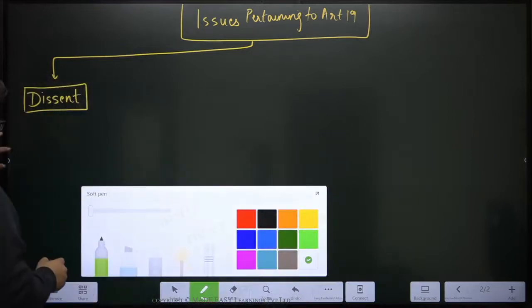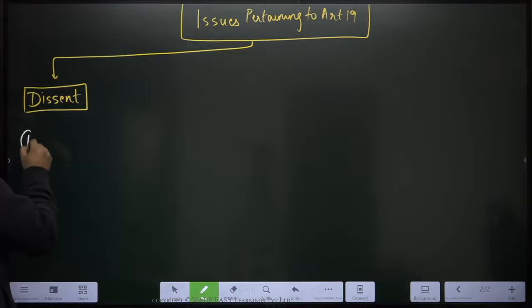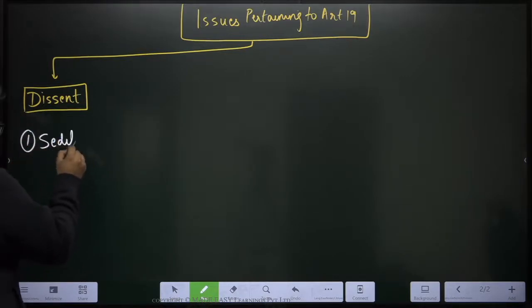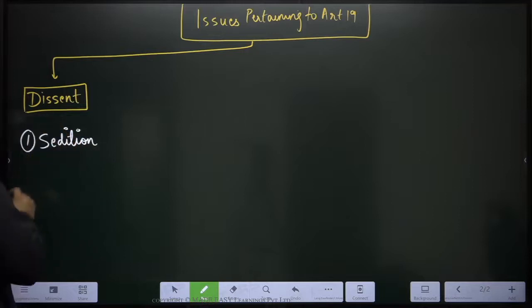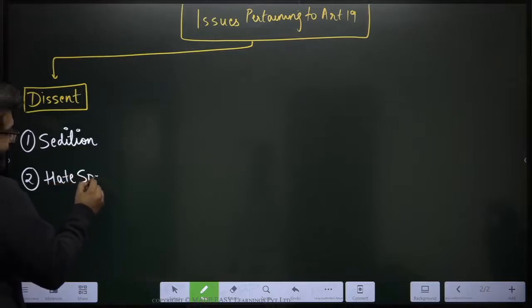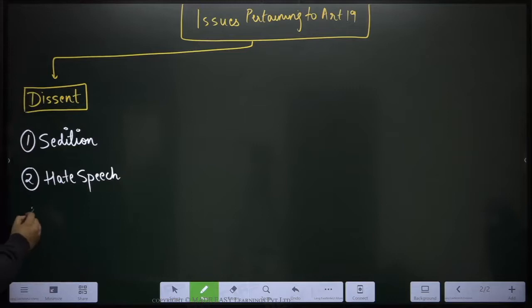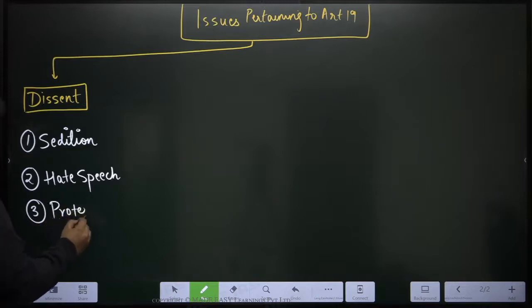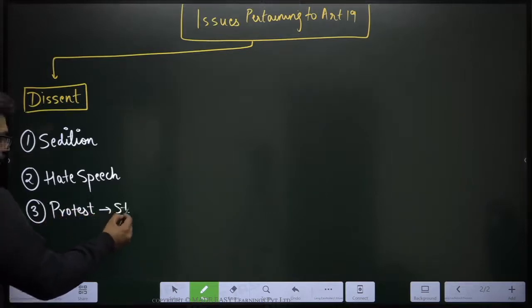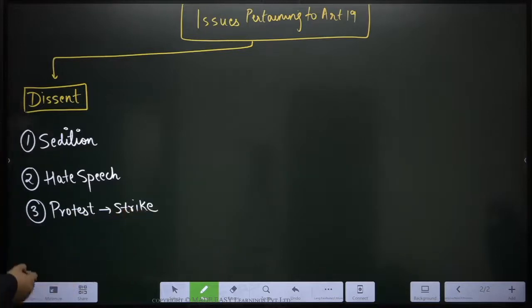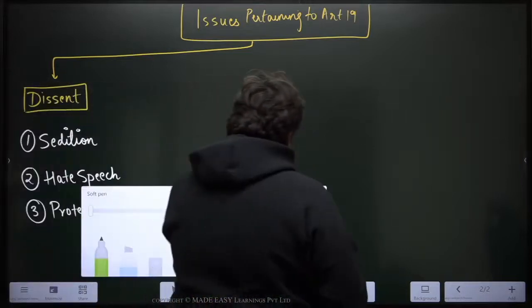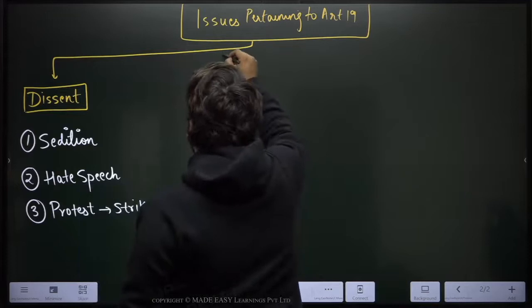So under dissent, what are the things that we should be discussing? We will discuss the issue of sedition. We will discuss the issue of hate speech. We will discuss the issue of the right to protest, and does that include the right to strike, right? Once we've understood these three basic dissent related issues, we will then move to the next category of issues.